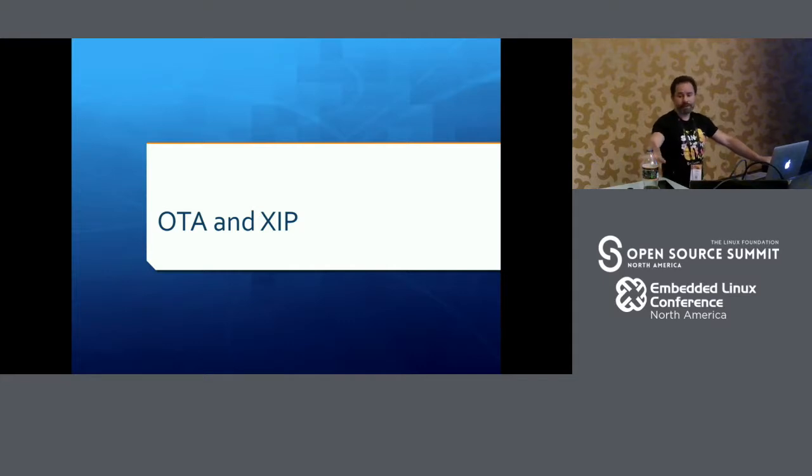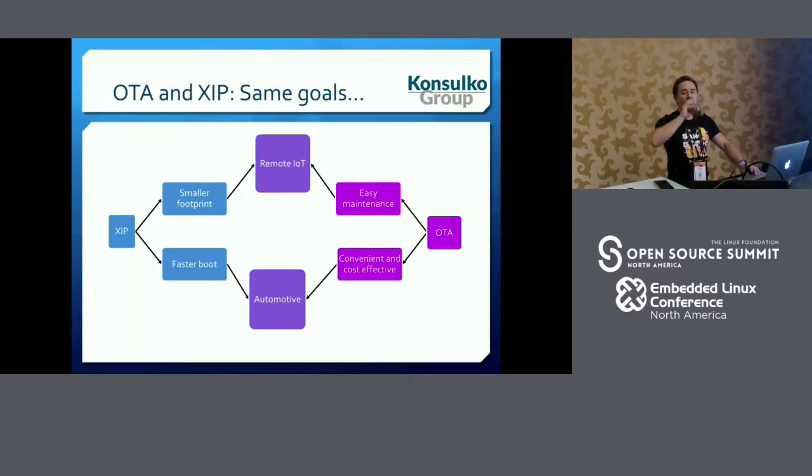So OTA and XIP, why do we talk about those two together? What's the point? And the point is that they actually pursue the same goals. XIP technology, as its main features, gives us smaller footprint for RAM, and faster boot. And smaller footprint of RAM means less idle power consumption, which is important for remote IoT. And faster boot is important for automotive, as well as faster execution, because you really don't want to have your multimedia car system start for 5 minutes, as the first Android ones did.